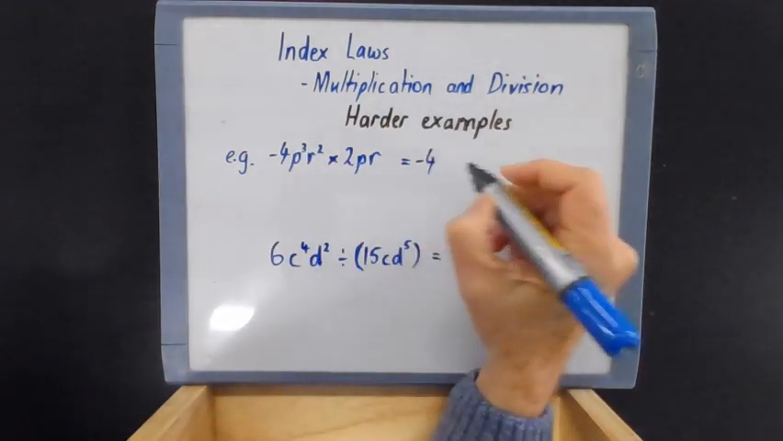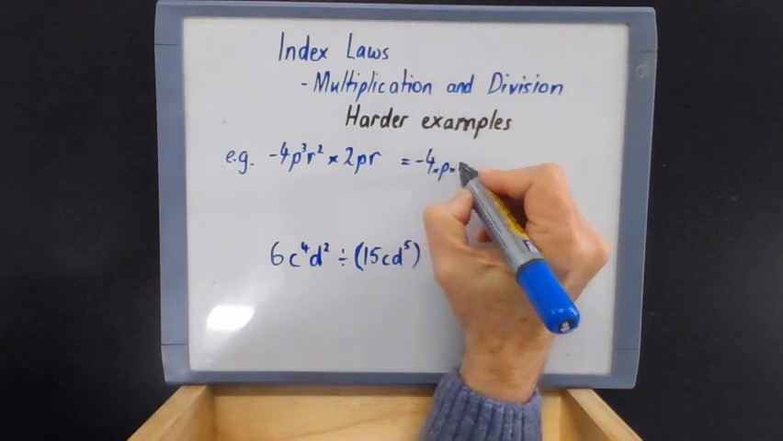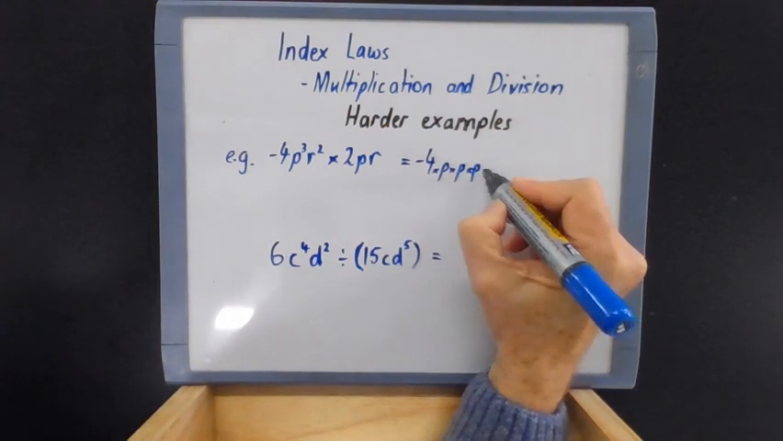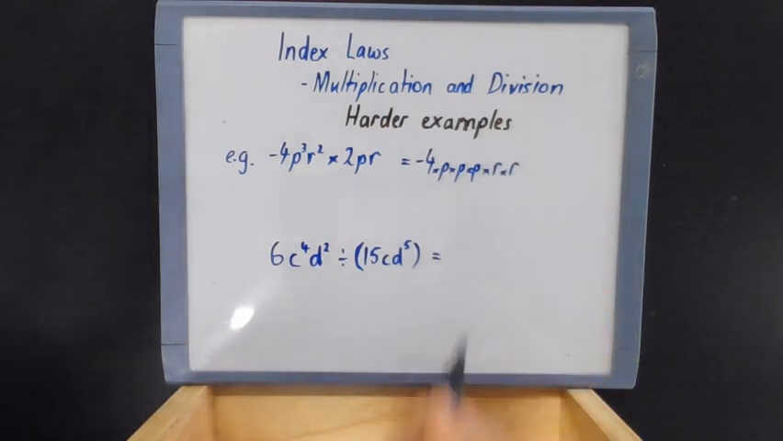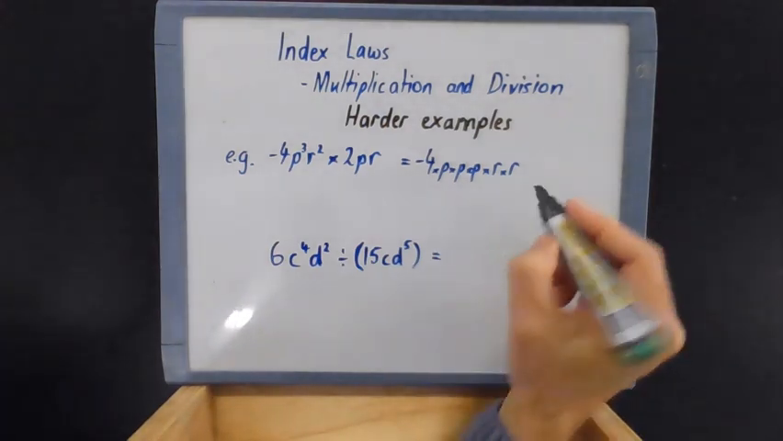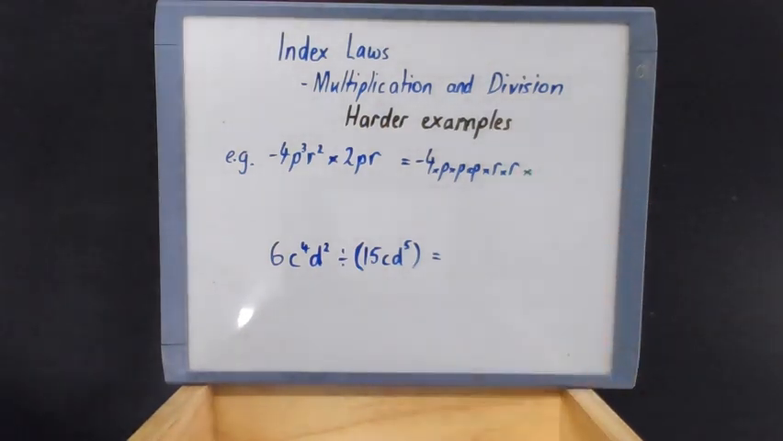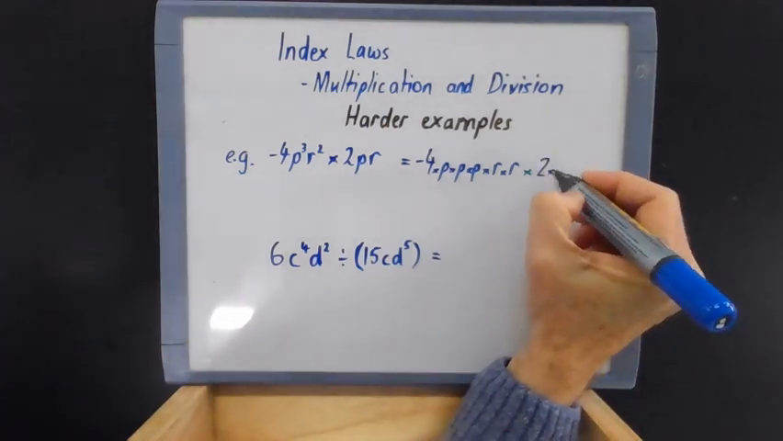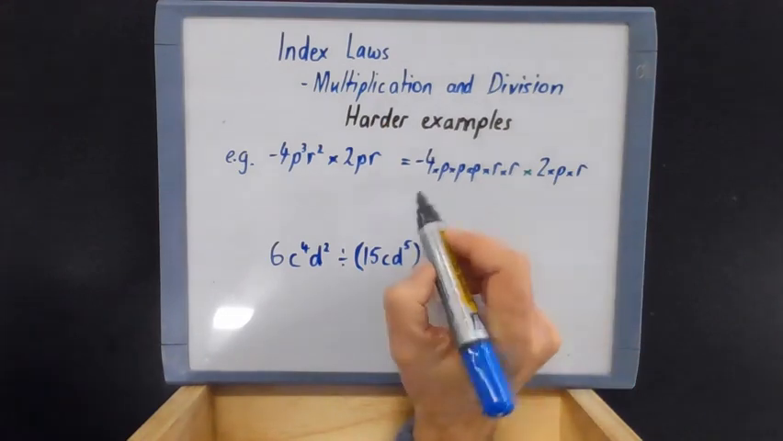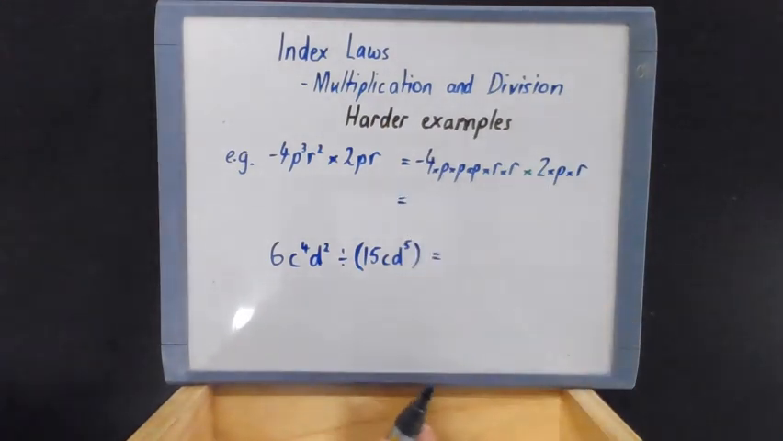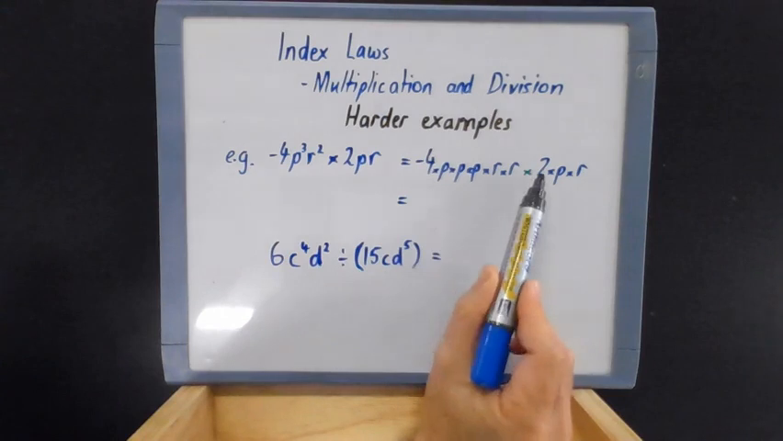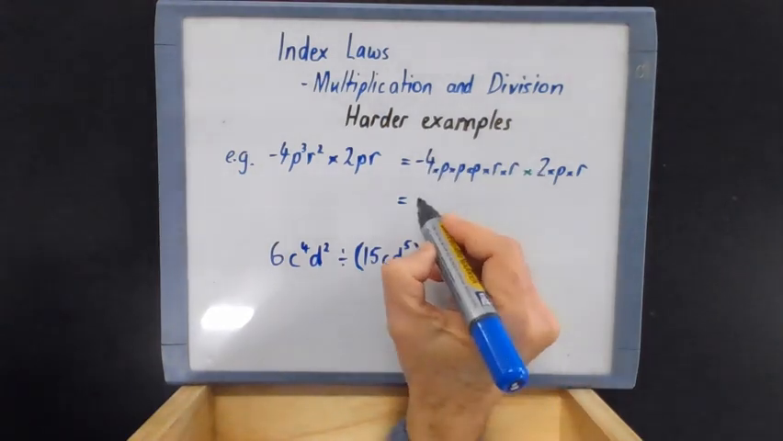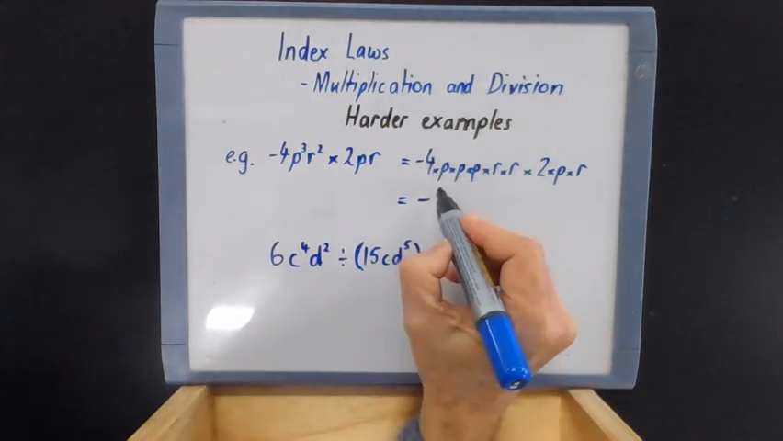So that's p cubed, so p times p times p. This is r squared, r times r. Then my next term is 2pr, so that's 2 times p times r. That's all in expanded form. Multiply the numbers together. Negative 4 times 2, well, a negative times a positive is still a negative, and 4 2s are 8.